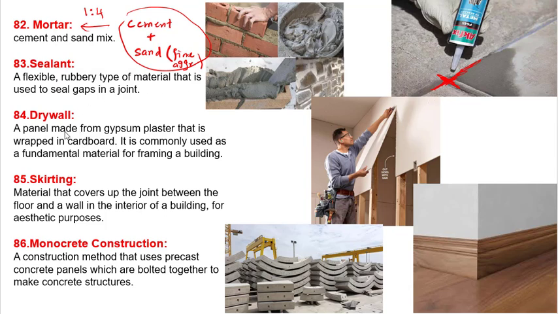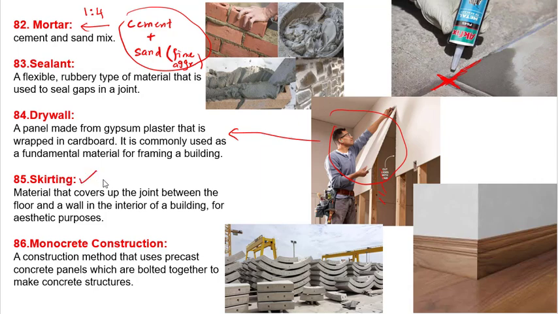And then drywall. This picture is the example of drywall. A panel made from gypsum plaster that is wrapped in cardboard. It is commonly used as a fundamental material for framing a building, right? This is not actually a wall constructed using bricks, blocks or concrete. It is a drywall. It is actually a panel made from gypsum plaster that is wrapped in a cardboard, and it is commonly used as a fundamental material for framing of a building.